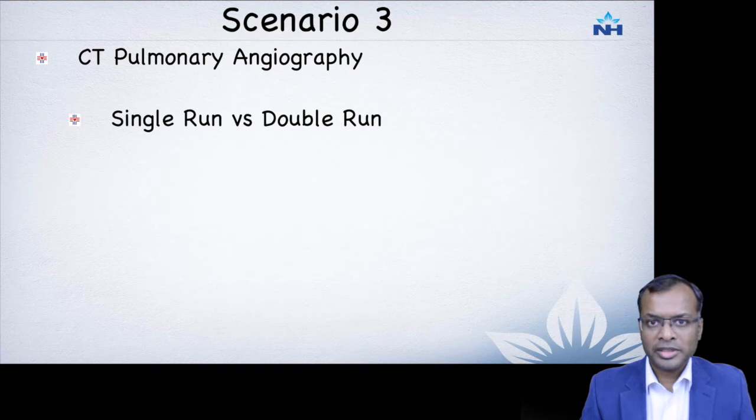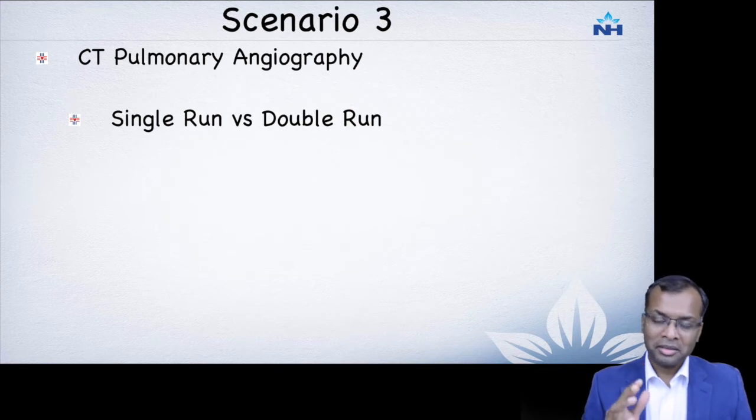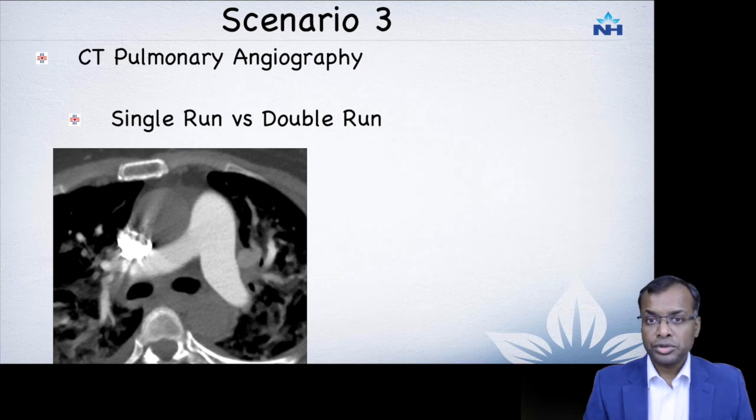The next important scenario is pulmonary angiography. And here, I would like you to think about how to do this and what your protocol is. The first important question within this is, would you do a single run or a double run? What do I mean by that? I mean that you've given contrast, do you just do one run? Or would you do two runs of the same area, one after the other? We tend to do two runs, okay?